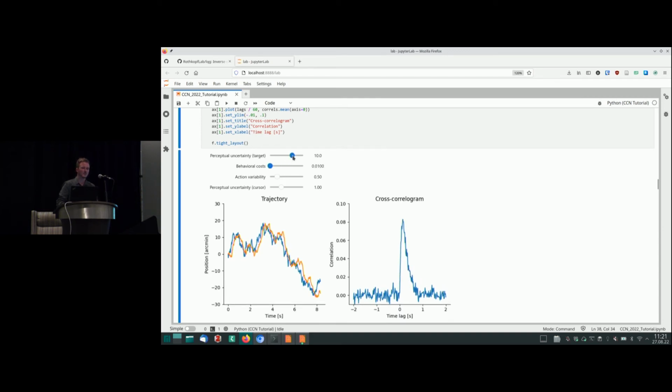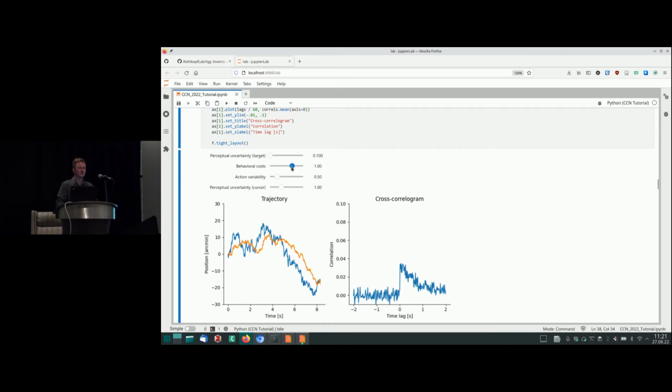If we also decrease the perceptual uncertainty, we again get very accurate tracking. And if we make this perceptual uncertainty higher, we get lower correlation between target and response velocity and more time lag also. And you can also see that these two parameters, the perceptual uncertainty and the behavioral costs, do very similar things. They both decrease the correlation, and they give you worse tracking performance.